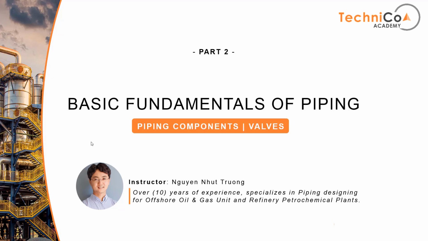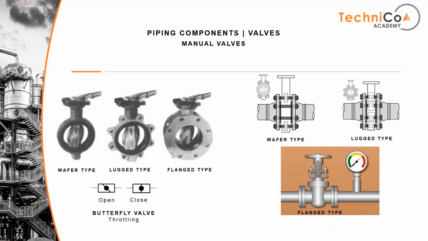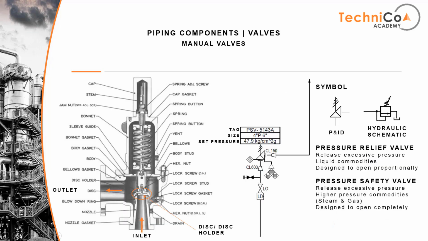This is the summary of Part 2, Piping Components, and I will talk about valves. In the valve section, first I will talk about manual valves. Manual valve is what we often see most. What is the valve type? Is it wafer type or lug type or flange type? I will differentiate between pressure relief and pressure safety.